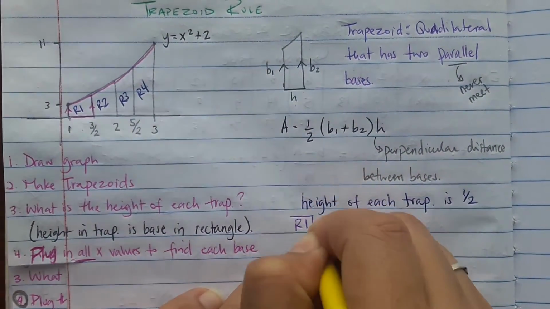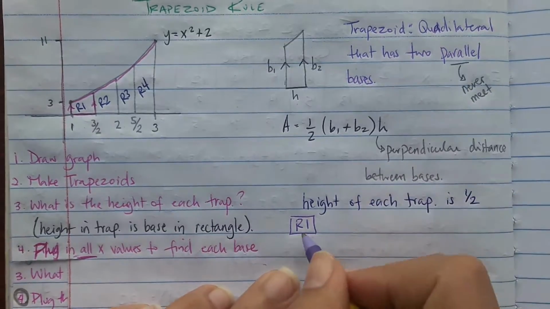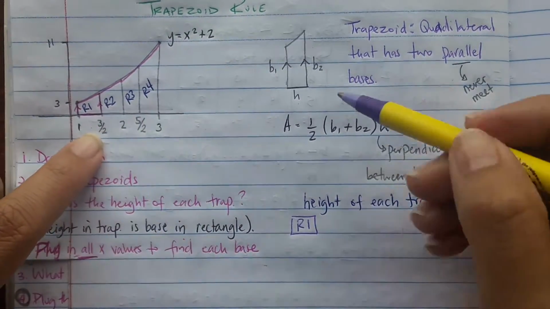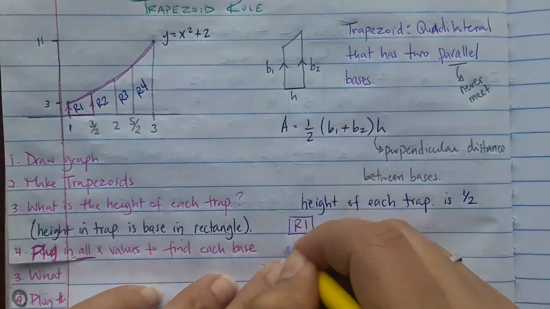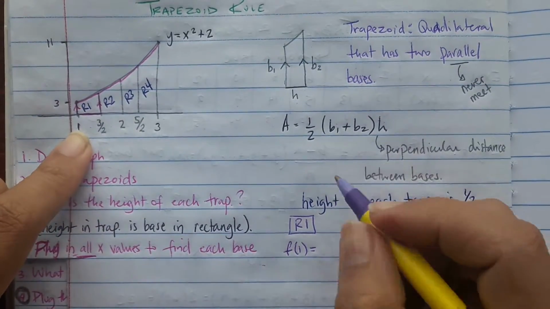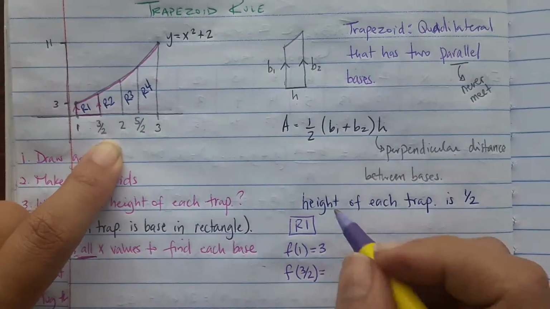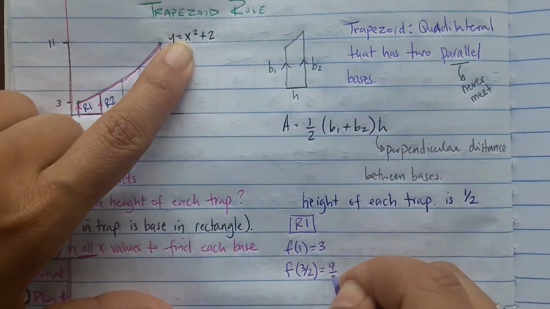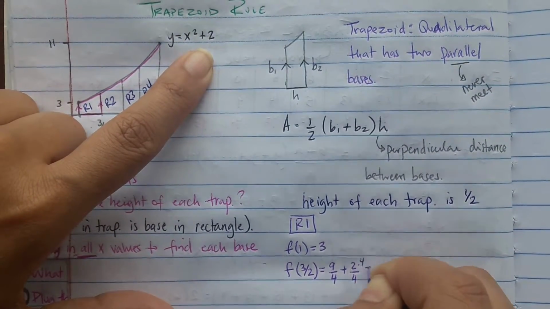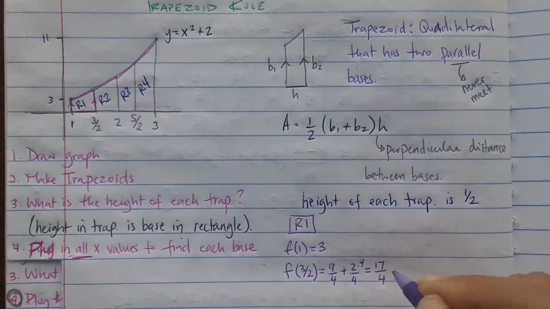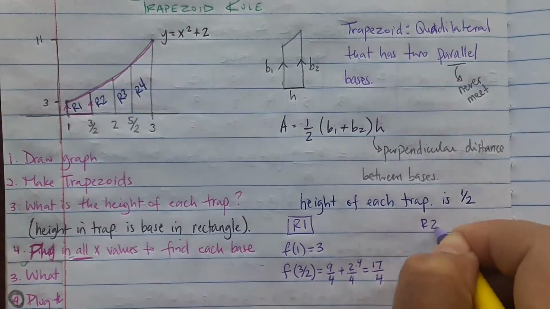So we'll do it here on the side. For trapezoid 1, the bases are 1 and 3 over 2. So we need to plug it in to see what the y values are. So f of 1 is equal to 1 squared, which is 1, plus 2 is 3. f of 3 over 2 is equal to x squared, which is 9 over 4, plus 2. Make the denominators the same, then add. That'll be 17 over 4.